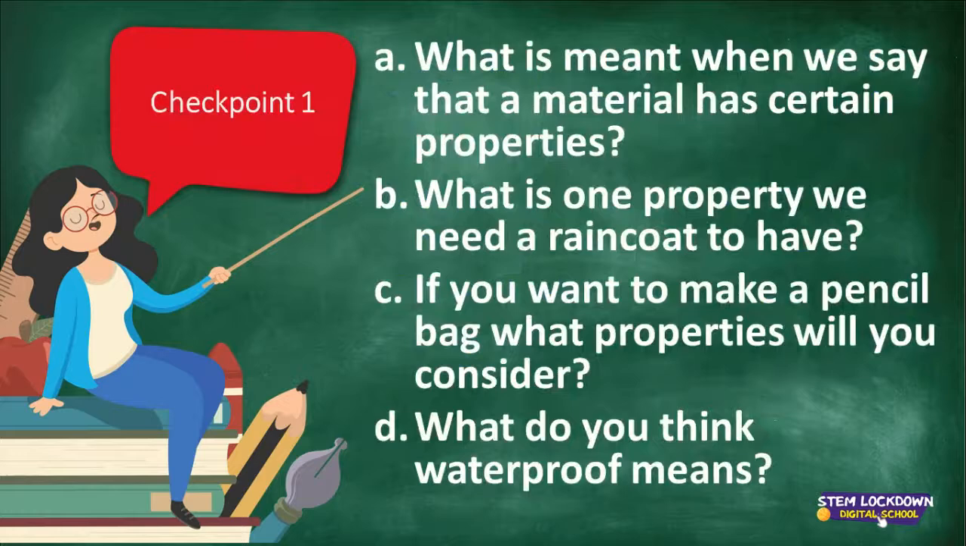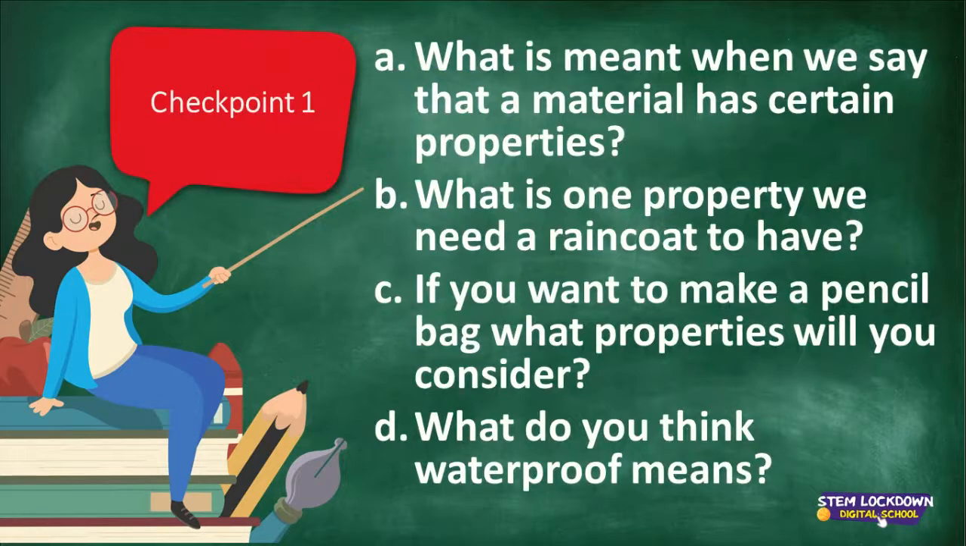Properties describe what the material is like and what it can do. Number B, what is one property we need a raincoat to have? I think this one you know it. A raincoat is used to walk outside when it's raining.